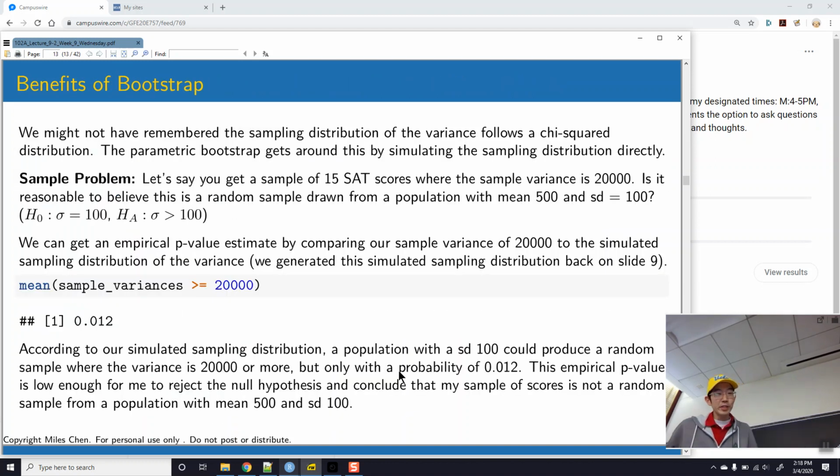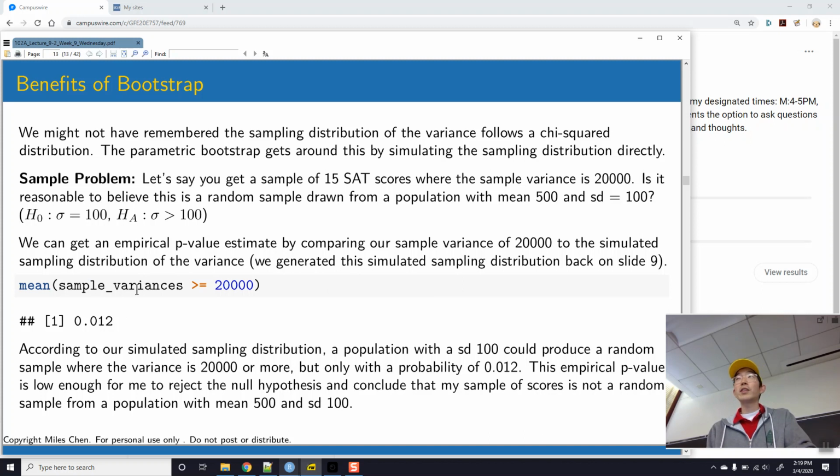So here's a problem. Let's say you get a sample of 15 SAT scores where the sample variance is 20,000, right? Is it reasonable to believe that this is a random sample drawn from the population where the mean is 500 and standard deviation is 100? So your null hypothesis is that the standard deviation is 100 versus that it's more than 100 or something, okay? And you can get an empirical p-value by comparing our sample variance of 20,000, which is what we observed, to the simulated sampling distribution, which we've already generated, right?